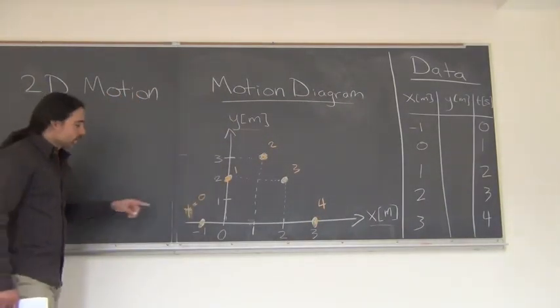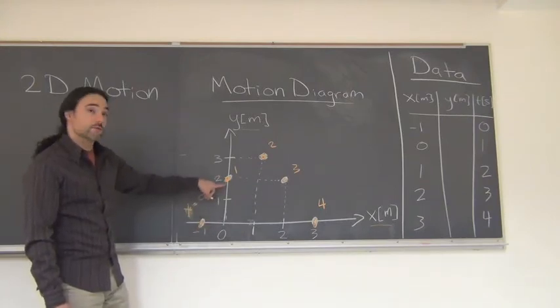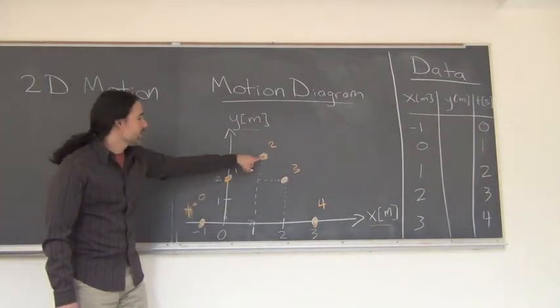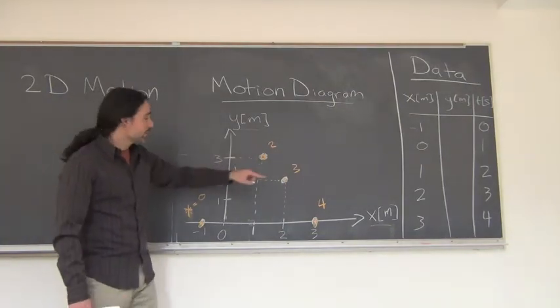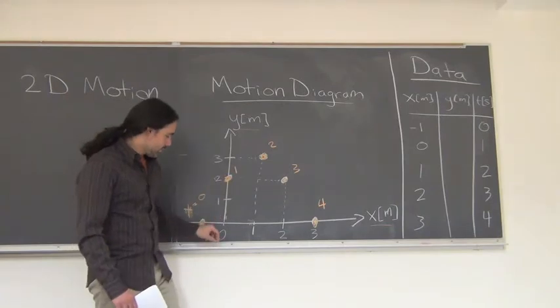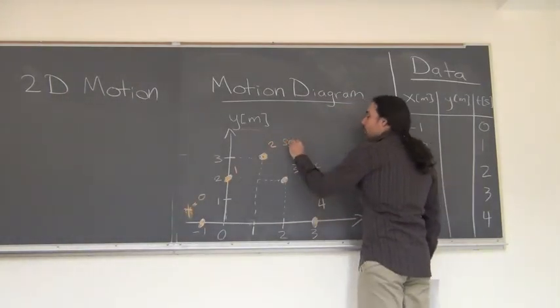If I look in the y direction, first we start at 0 meters, right on the y-axis. Then we're at 2 meters. Then at 2 seconds, we're at a height of 3 meters. And then it starts to go down again. At 3 seconds, these are all seconds. I'll just put the seconds in here so that's explicit.